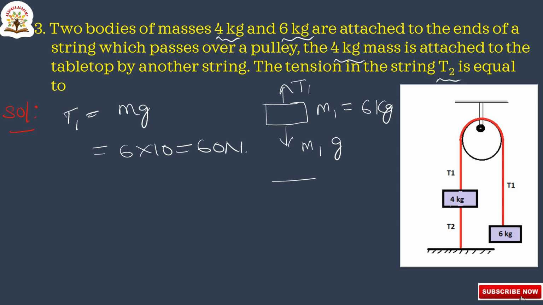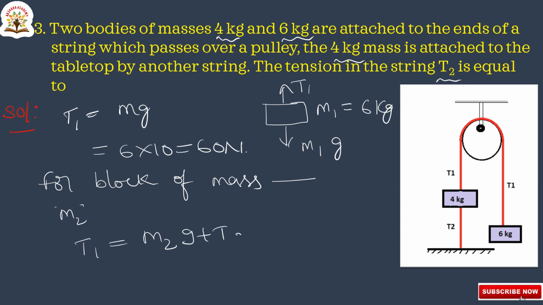T1 is equal to m1 into g, so that is 6 into 10, that is equal to 60 newtons. For block of mass m2, T1 is equal to m2g plus T2, so that is 60 newtons is equal to m2, nothing but 4 into 10, plus T2.